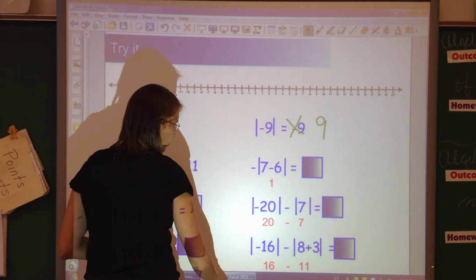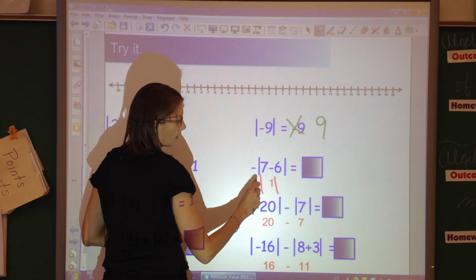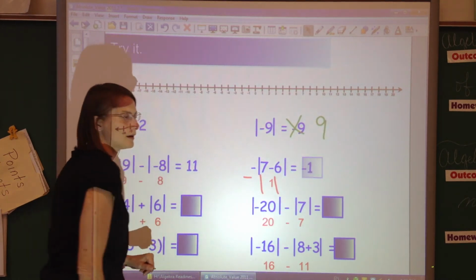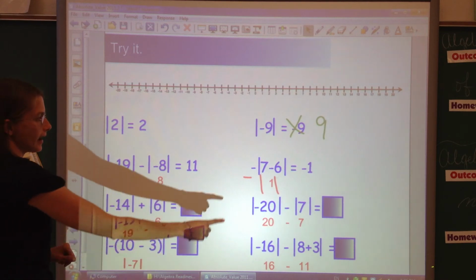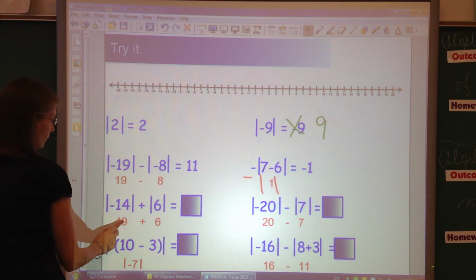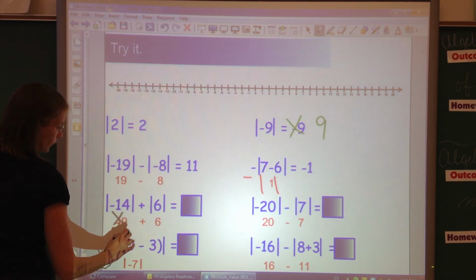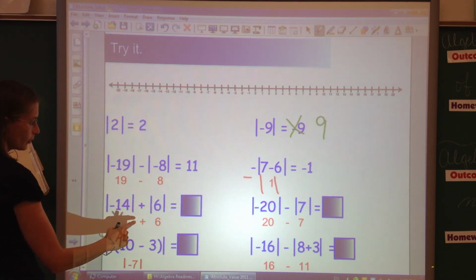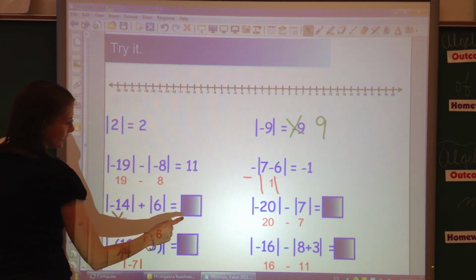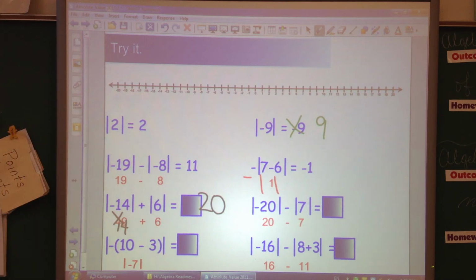Now this one wants absolute value of 7 minus 6, which is 1, and it wants it a negative. So that means my answer is negative 1, because the negative's on the outside of the absolute value sign. Absolute value of negative 14, oh, I really messed this one up, guys. Sorry about that. It's not 49. It's 14 plus the absolute value of 6 is 6. 14 plus 6 is 20, because I bet you my answer is probably wrong underneath, too.